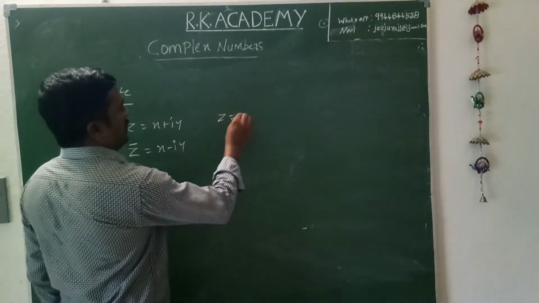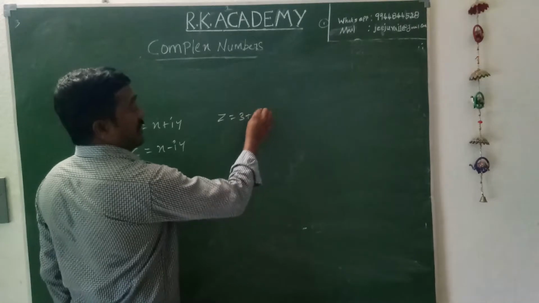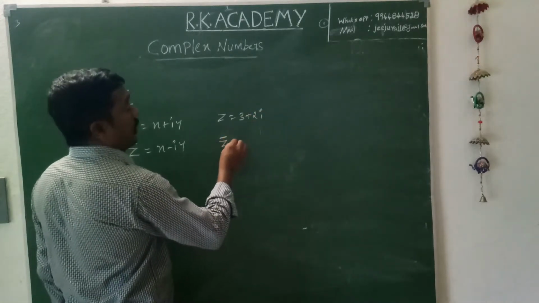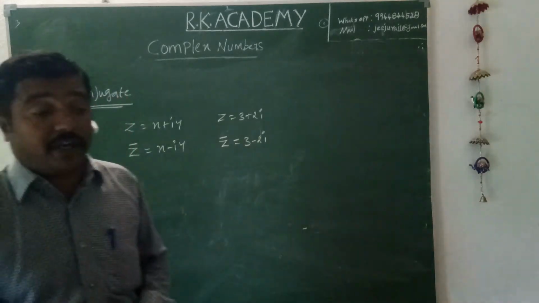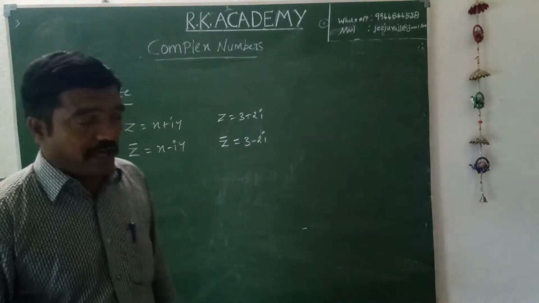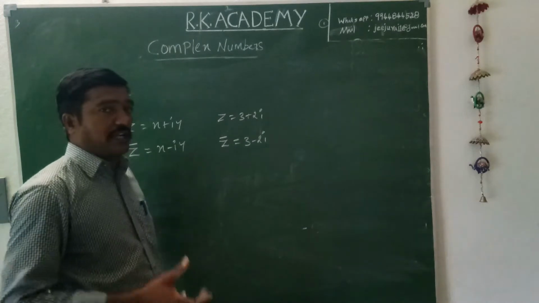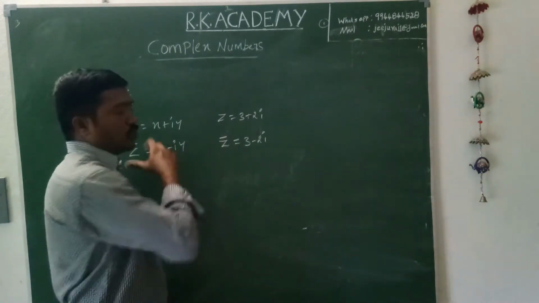Suppose z is equal to 3 plus 2i is a complex number. What about the conjugate? 3 minus 2i. What is the procedure here? We are going to change the sign of the imaginary part. So that is called conjugate.